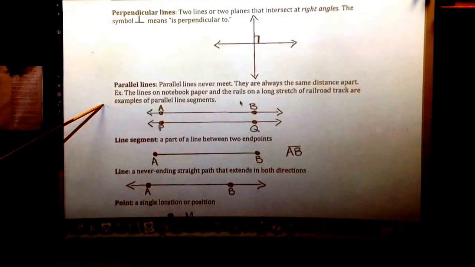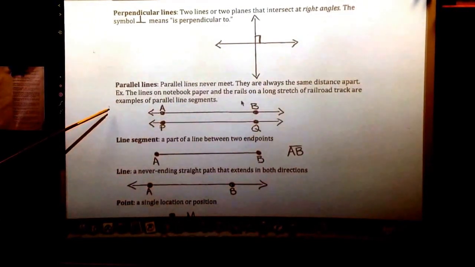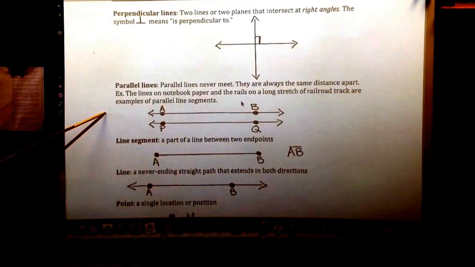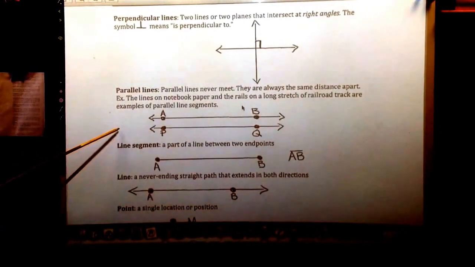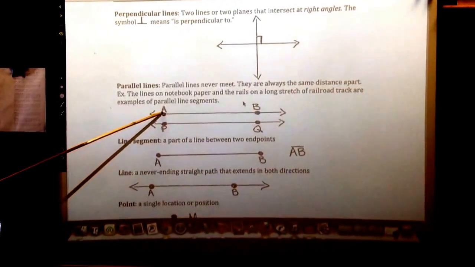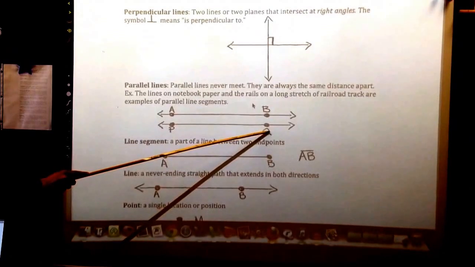They are always the same distance apart. For example, think about the lines on notebook paper or the rails on a long stretch of railroad track. Those are both examples of parallel lines. And here is an example of what parallel line segments look like.